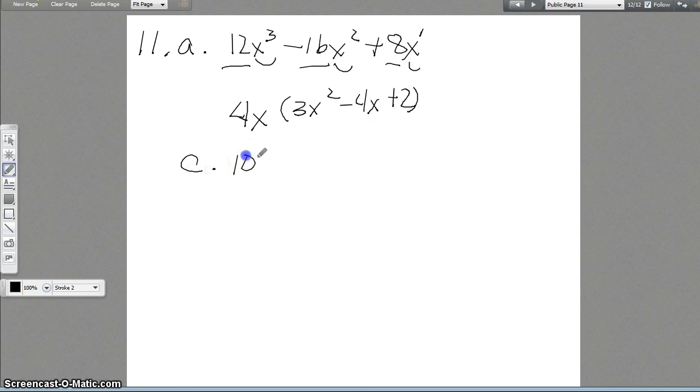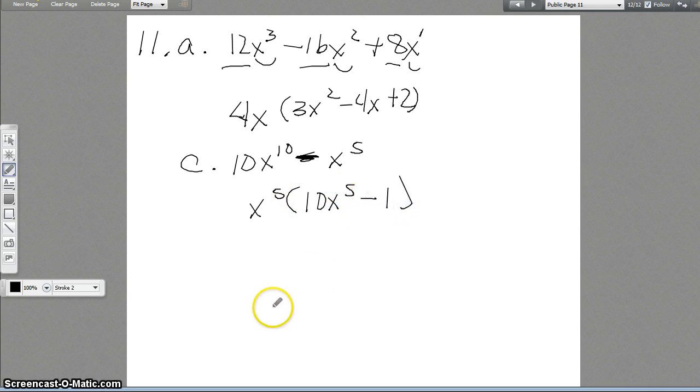Part C, we have 10x to the 10th minus, that's a minus x to the 5th. Our coefficients are 10 and 1, no common factor there. Now we look at our variables. We have an x in each term. Our lowest degree is x to the 5th. X to the 5th times 10x to the 5th will give us x to the 10th. And x to the 5th times negative 1 will give us a negative x to the 5th. So that is chapter 10, lesson 3, part 2.